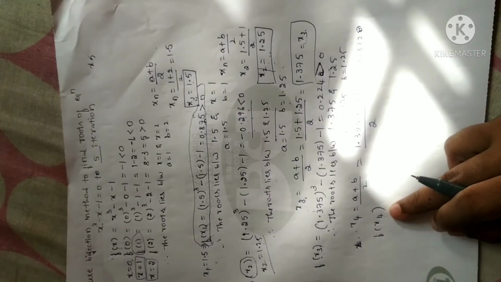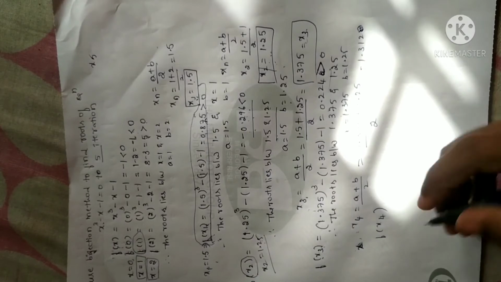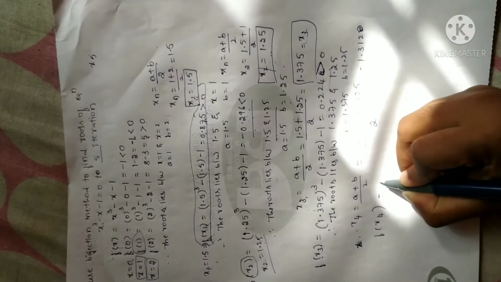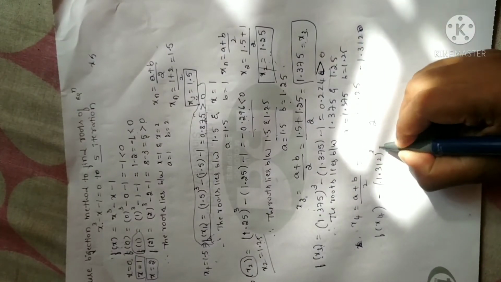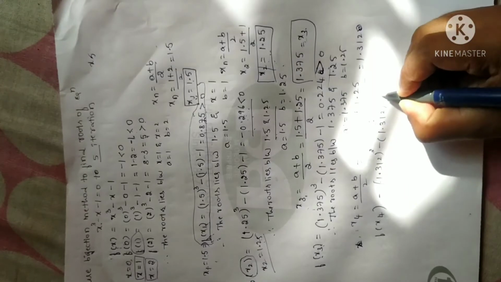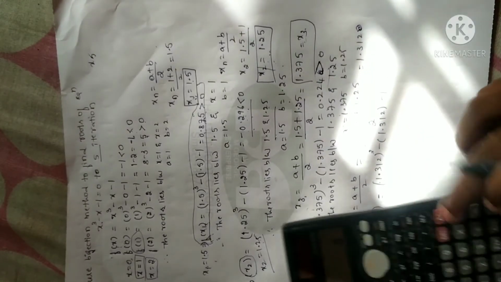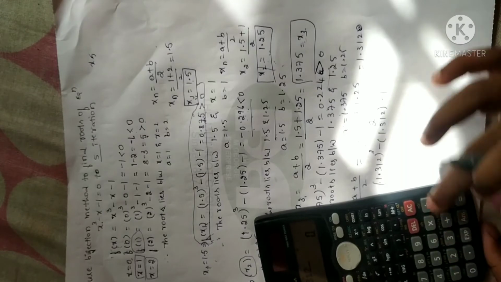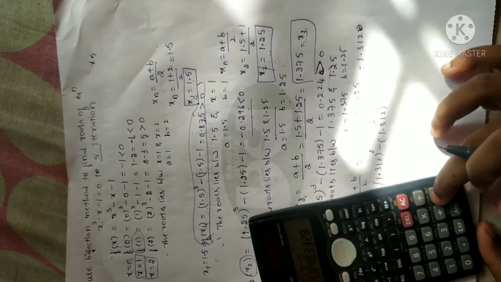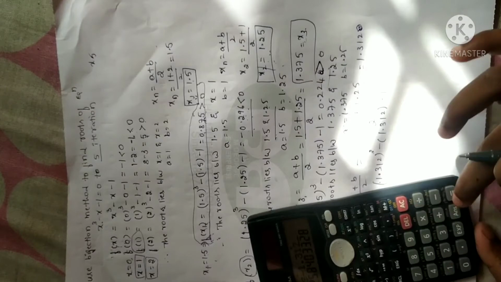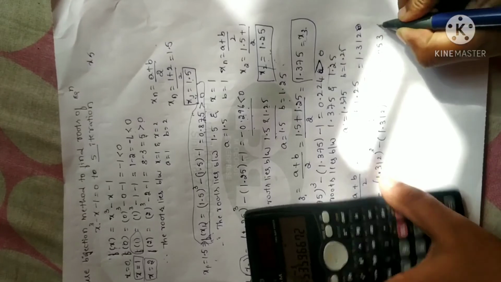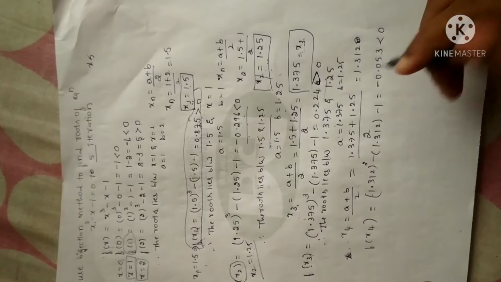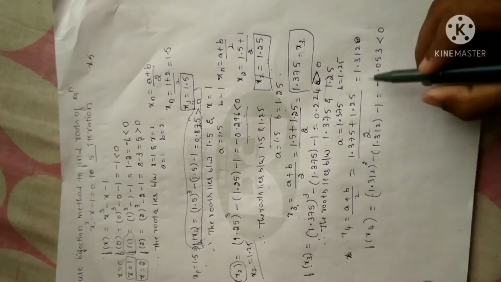So f of x4 value is given by x replaced with 1.312 whole cube minus 1.312 minus 1. So that will give us 1.312 whole cube minus 1.312 minus 1 is minus 0.053, which is less than 0. That is, I have obtained a negative value for f of x4.